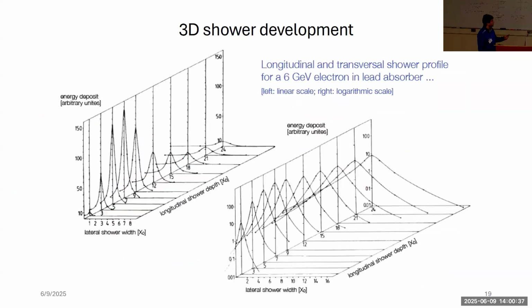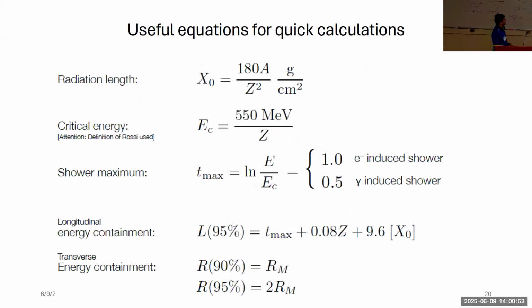And you can kind of see this in this three-dimensional sketch, which shows both the longitudinal development and the lateral development simultaneously. So you can see as you go farther and farther, the shower tends to spread out more laterally. But I think for electromagnetic calorimeters, there are some useful equations that you can use for quick calculations.